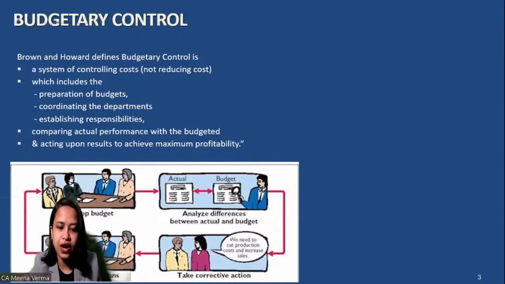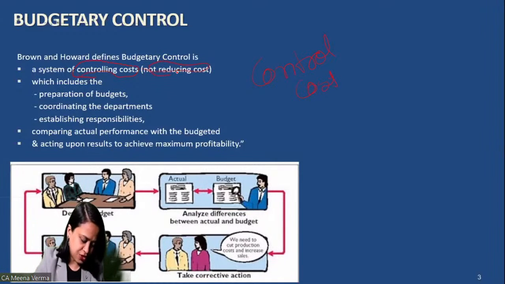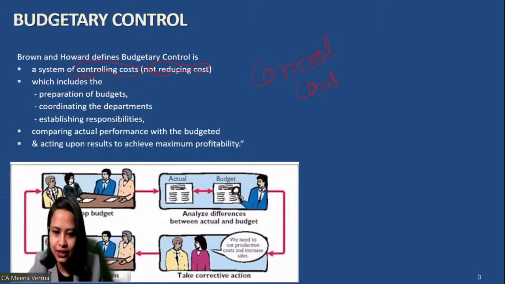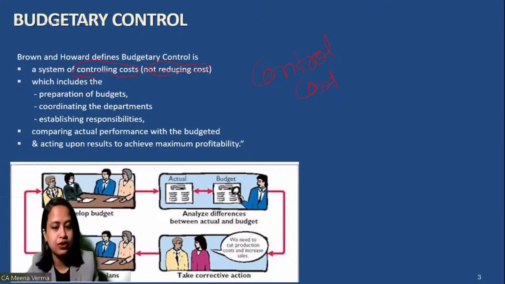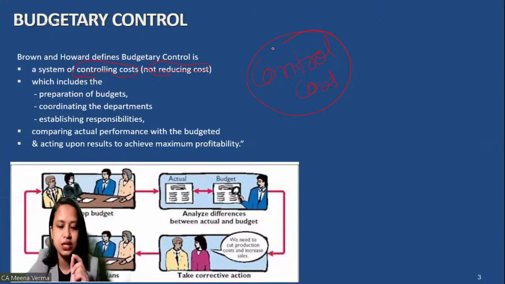Budgetary control was defined by Brown and Howard. It is a system of controlling the cost. Remember, they have written the words controlling cost, control cost, not reducing cost. So budgetary control is related to controlling the cost, not reducing the cost. Now, what does this control of cost include?